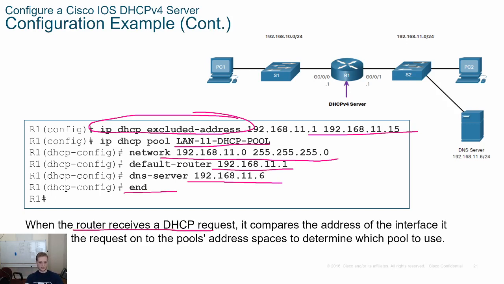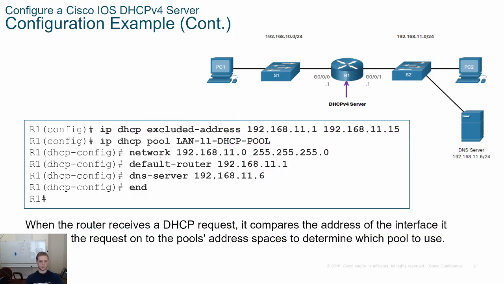So when the router receives a DHCP request, it compares the address of the interface it received the request on to the pool's address space. What that means is when it receives on this interface, it's going to know the IP address of the interface and match that to a pool. Because the interface address is inside of this network in the pool, it will know which pool to pull a DHCP address from.